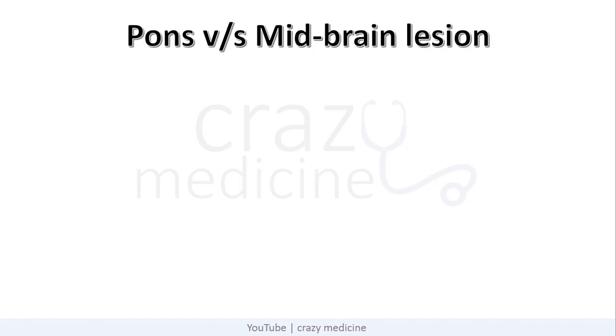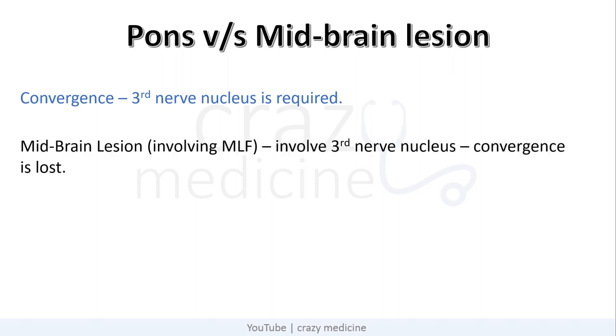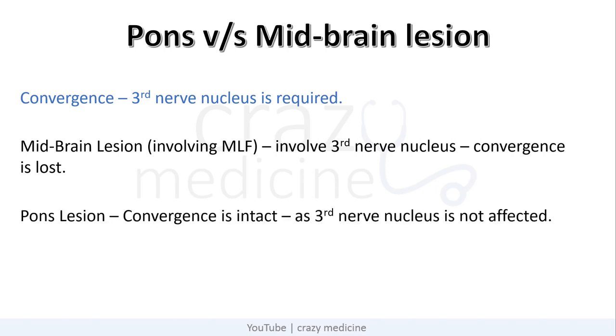Now how to differentiate whether the lesion is in the pons or midbrain? It is important to localize the lesion because MLF is a longitudinal structure which extends from midbrain to pons. The basic point you would have learned in physiology is that for convergence, the 3rd nerve nucleus is required. So if the lesion is high in the midbrain involving MLF, which is likely to involve the 3rd nerve also, convergence is lost. And if the lesion is in the pons, convergence is intact as the 3rd nerve nucleus is not affected directly.